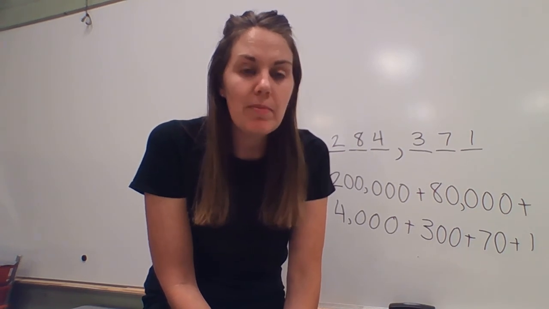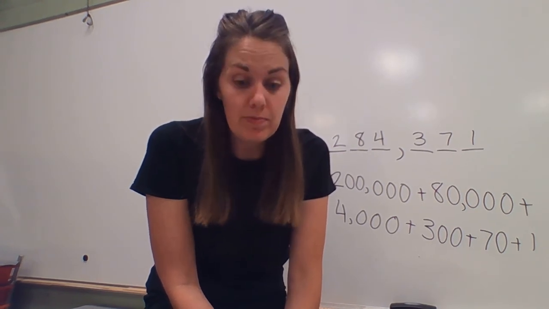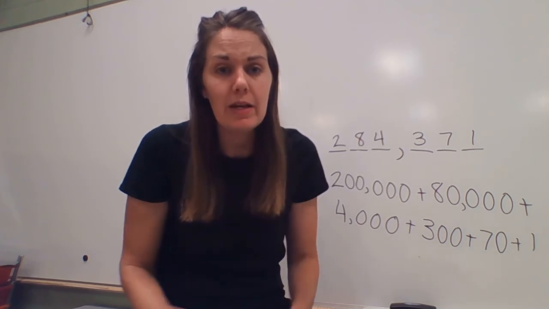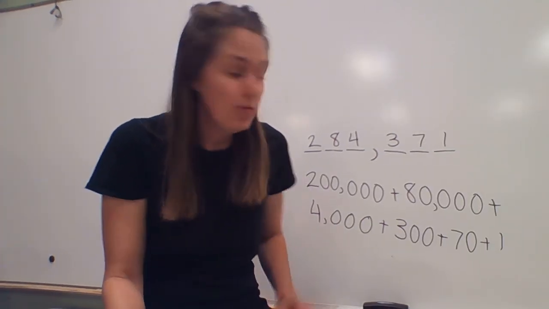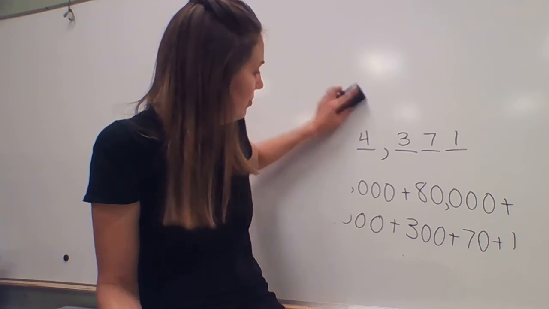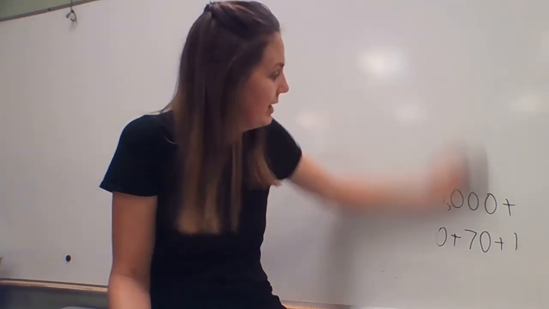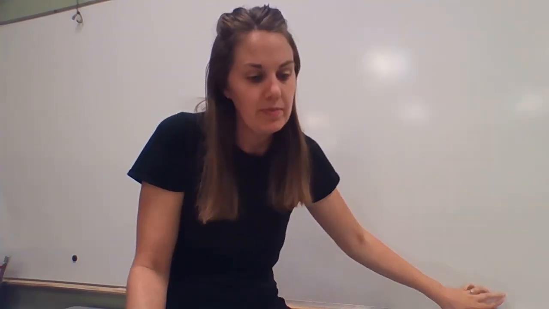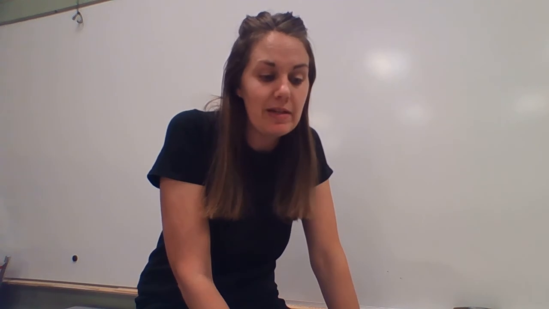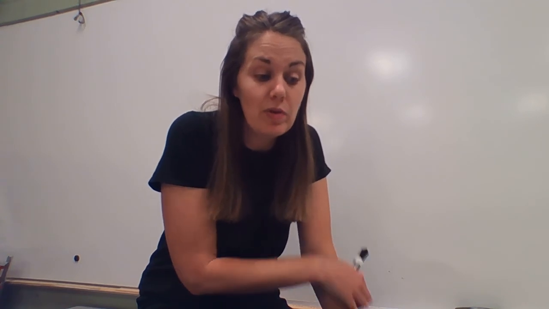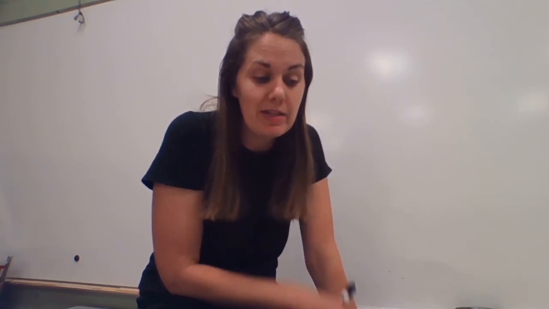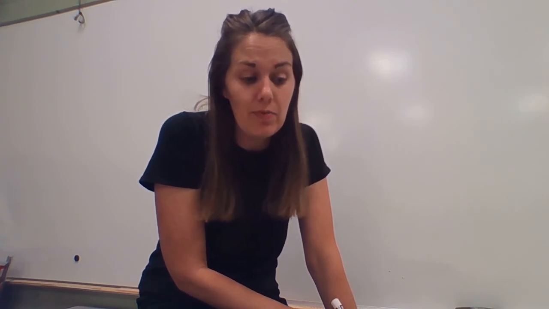Go ahead and do number 2 on your own. And when you've done number 2 on your own, we'll go ahead and check your answer. So it says write the number 250,490 in the place value chart. So you should have a 2 in the 100,000s, 5 in the 10,000s, 0 in the thousands, 4 in the hundreds, 9 in the tens, and 0 in the ones.